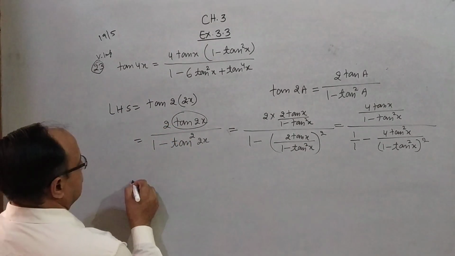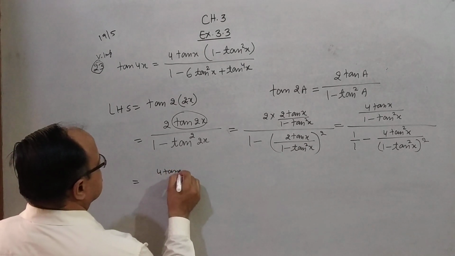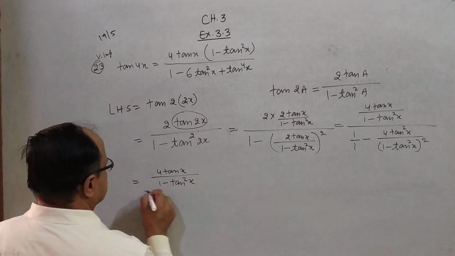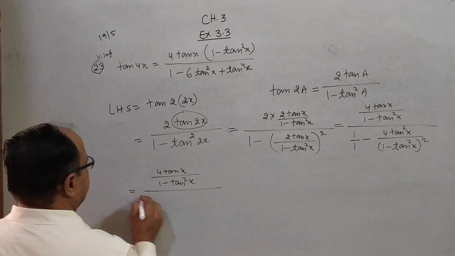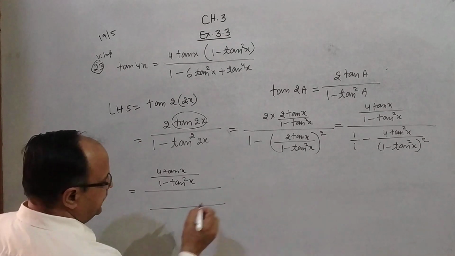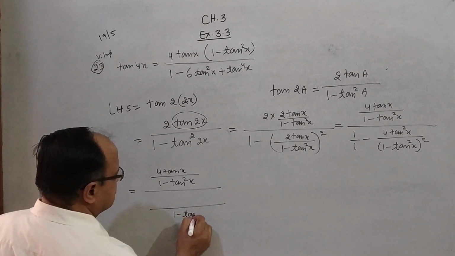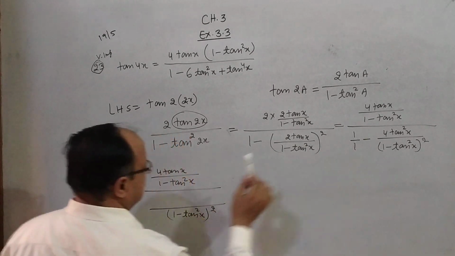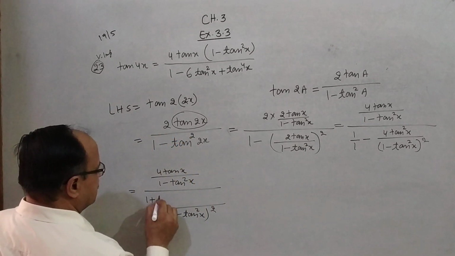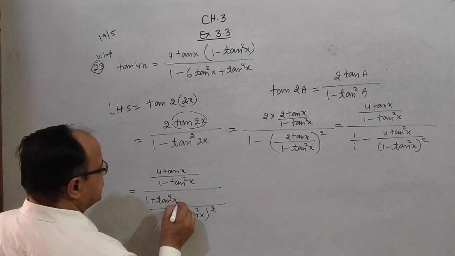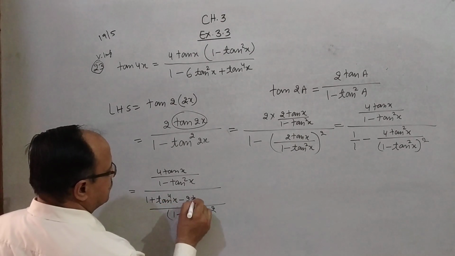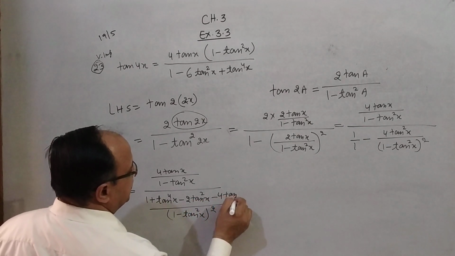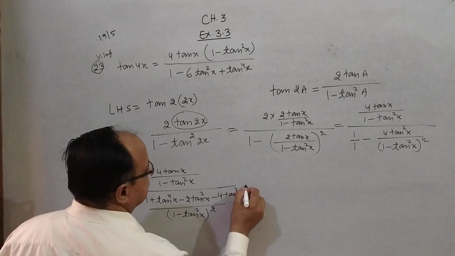Now 4 tan x upon 1 minus tan square x. In the denominator take LCM, (1 minus tan square x) whole square. This multiply by 1 as it is, 1 plus tan 4x when you open, 2 tan square x minus 4 tan square x. Clear?